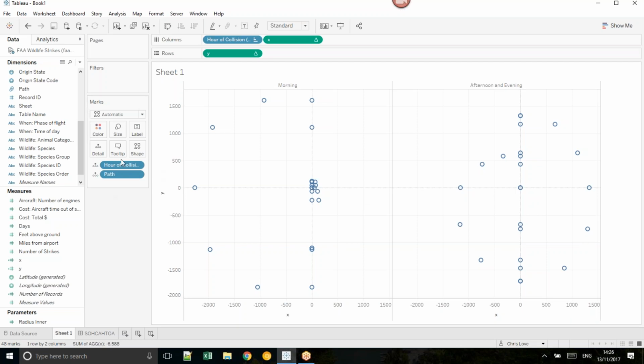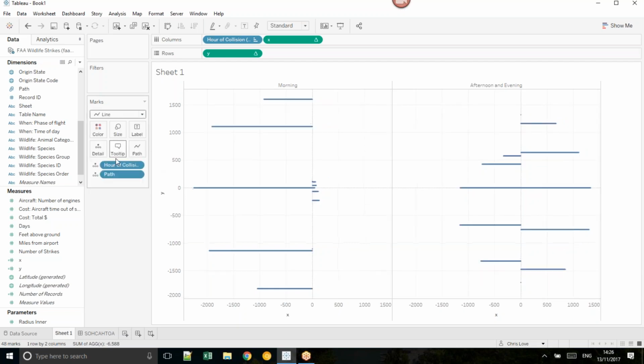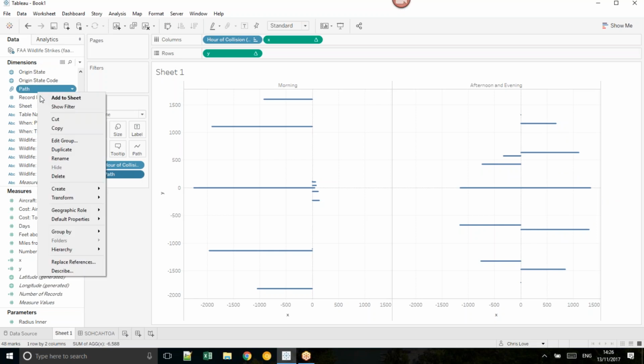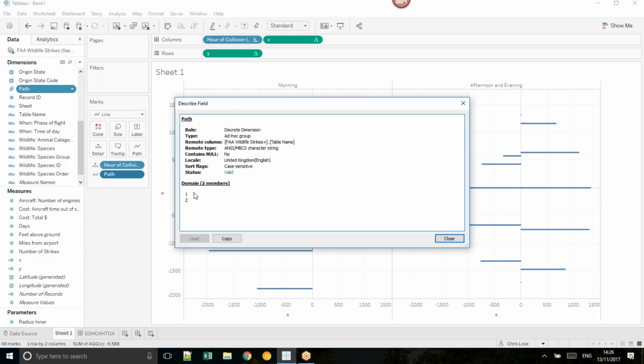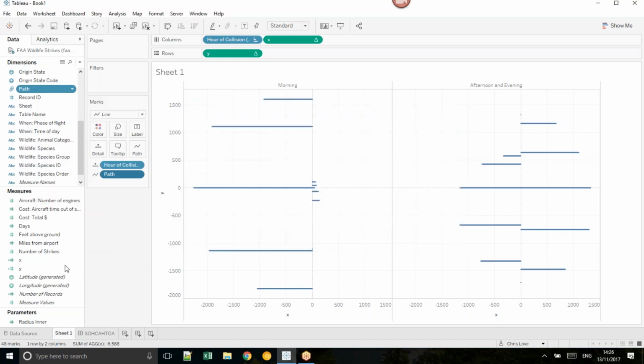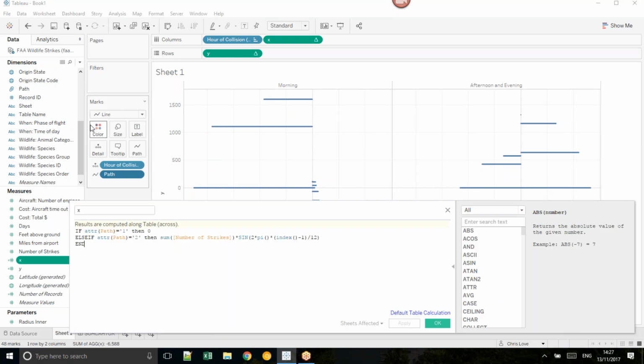So now, if I want to create a line and just join those together with that path variable, then what I was expecting to happen is that we join from the middle out to that variable. Now what's going on here and why is it not working? Let's just check my path is, so we've got 1 and 2 just here, 1 and 2 just here.